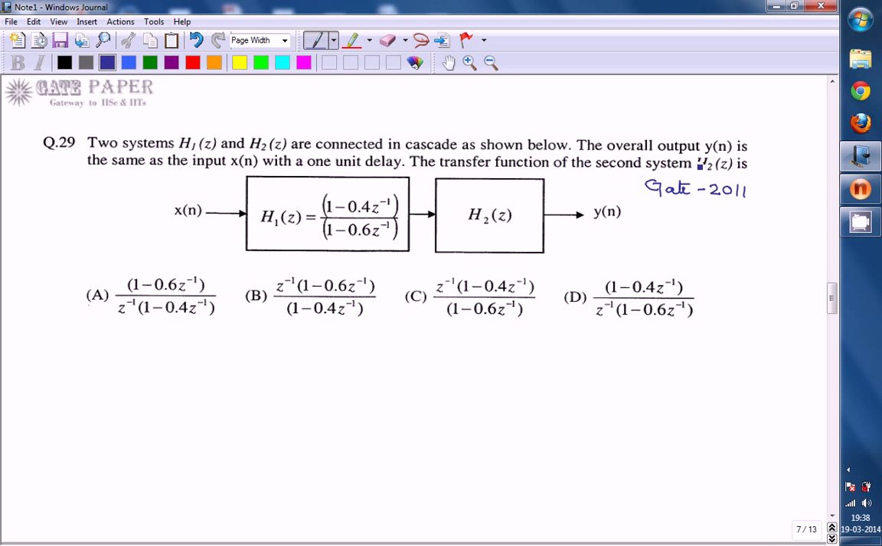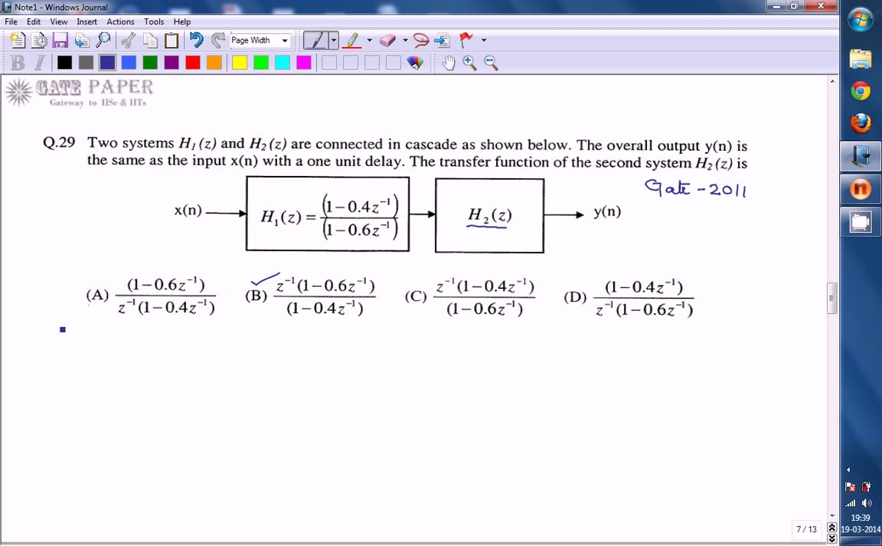The overall output Y of n is the same as the input X of n with a 1 unit delay. Then we need to find the transfer function of the second system, that is H2 of Z. So here the answer is B. Now we'll see how we get the answer here.